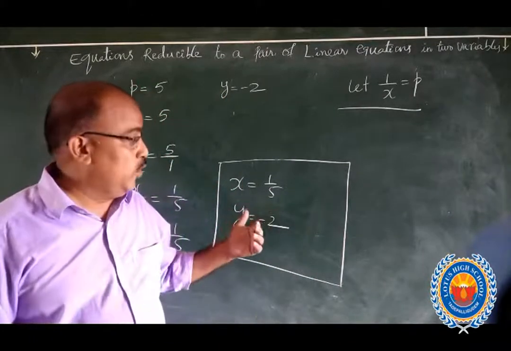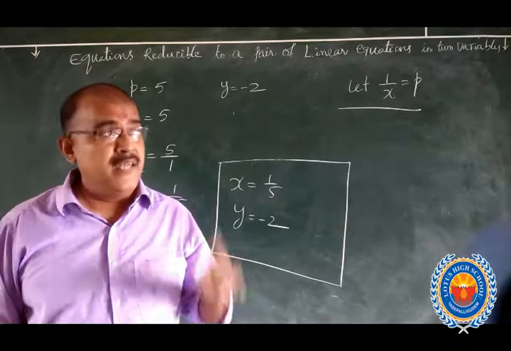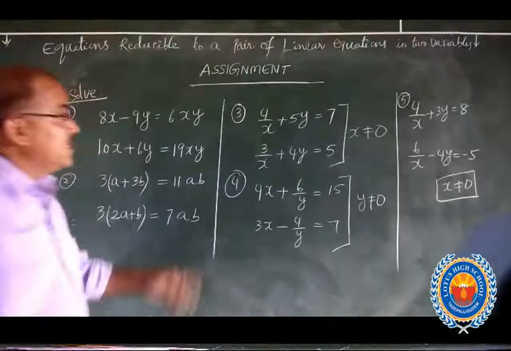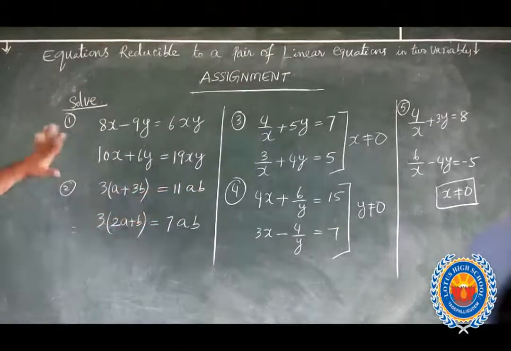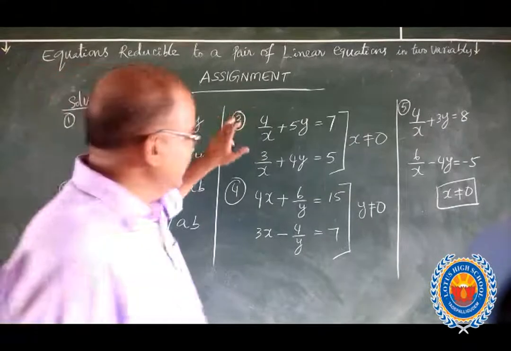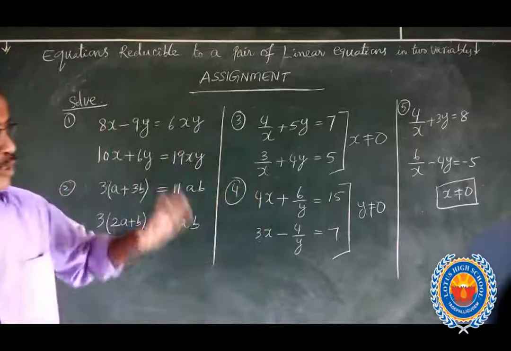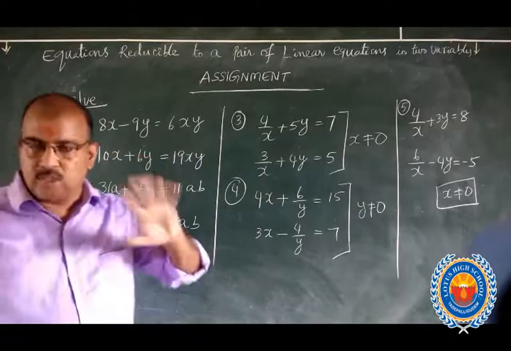And one more important point. Now I give assignment. So all of you do that assignment and send it to your class teacher. Here assignment is given. Total 5 sums. The first 2 sums are today's first model. The second 3, 4, 5 are today's second model. All of you solve those sums and send to your class teacher.